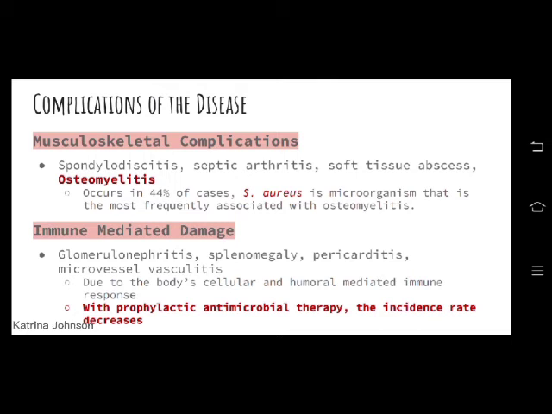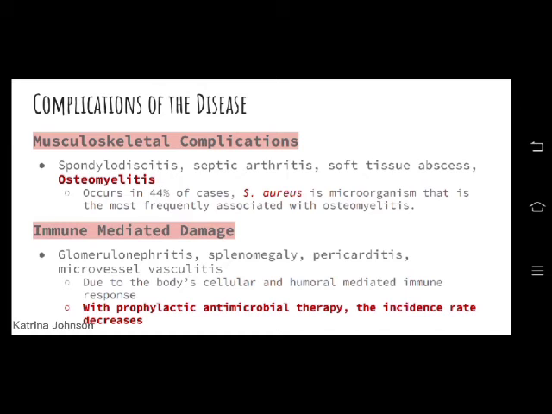Now in patients with septic arthritis or osteomyelitis, honestly, sometimes it can never completely go away. Sometimes it will lie dormant and then return after a few weeks once the treatment is over. So unfortunately, recurrent infection is a very common complication of both osteomyelitis and septic arthritis. And finally, we have our last category, which is immune-mediated damage. This manifests as glomerulonephritis, splenomegaly, pericarditis, microvessel vasculitis, and sometimes arthritis.